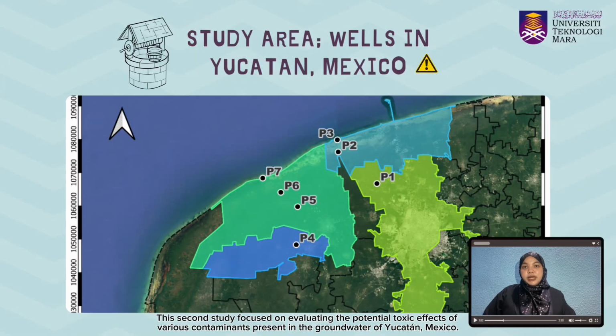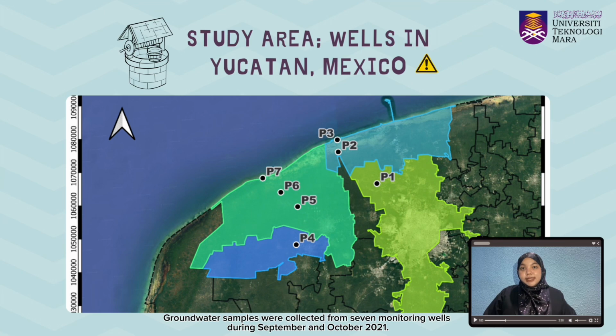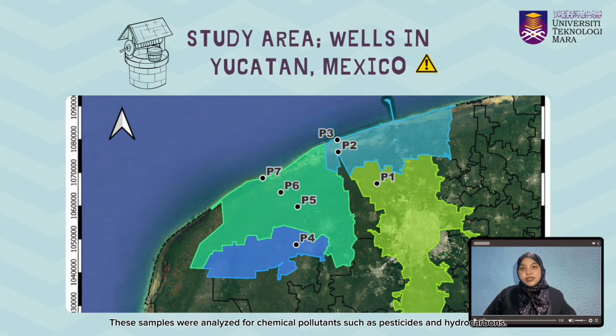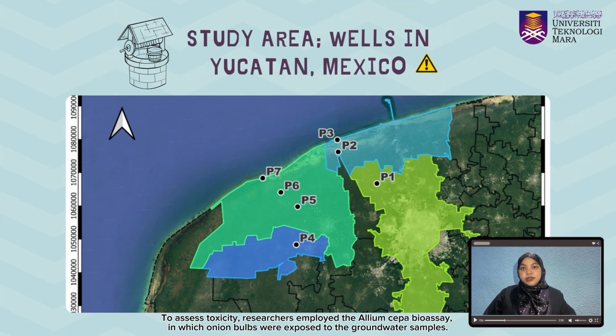For Article 2, this second study focused on evaluating the potential toxic effects of various contaminants present in the groundwater of Yucatan, Mexico. Groundwater samples were collected from 7 monitoring wells during September and October 2021. These samples were analyzed for chemical pollutants such as pesticides and hydrocarbons. To assess toxicity, researchers employed the Allium cepa bioassay, in which onion bulbs were exposed to the groundwater samples.